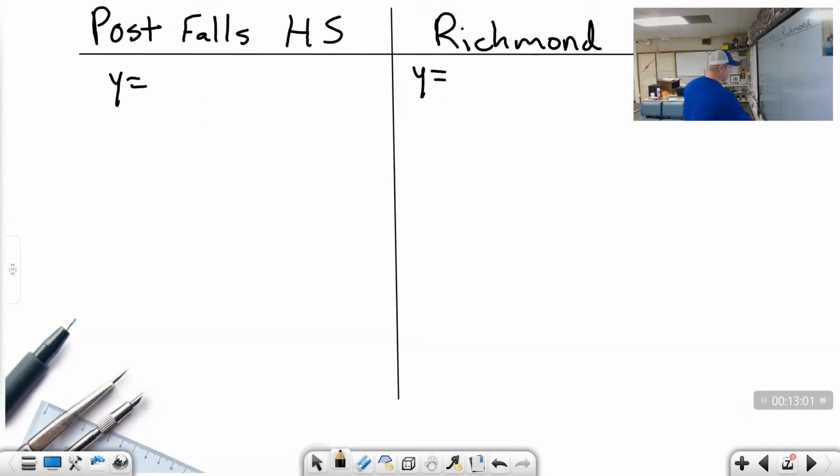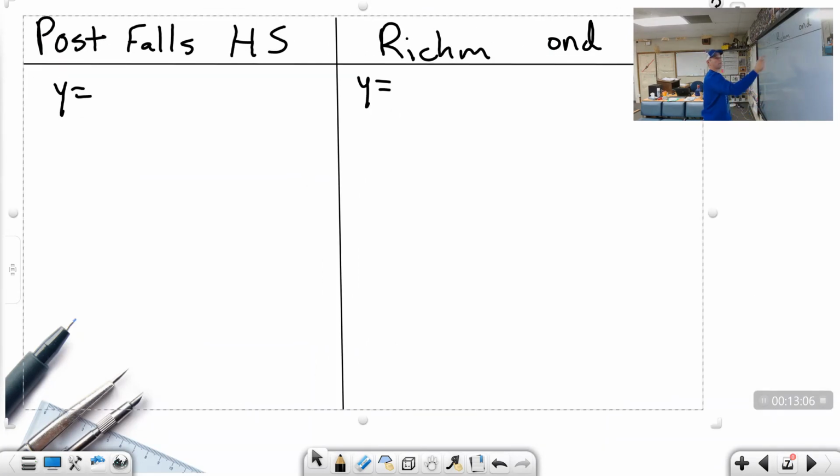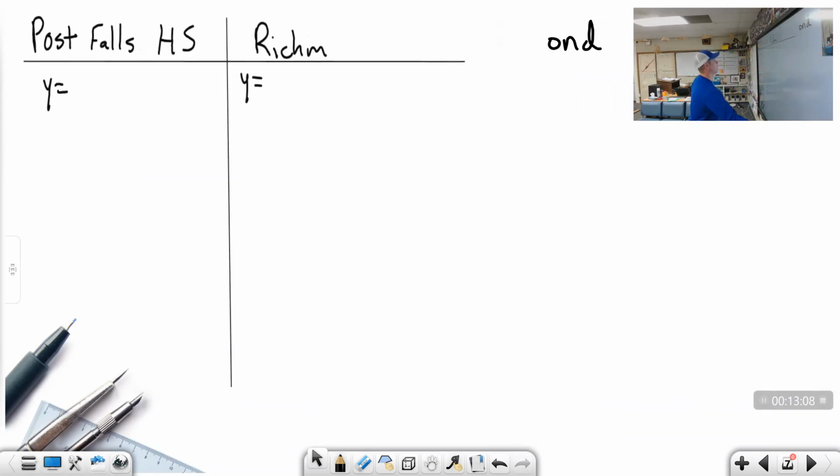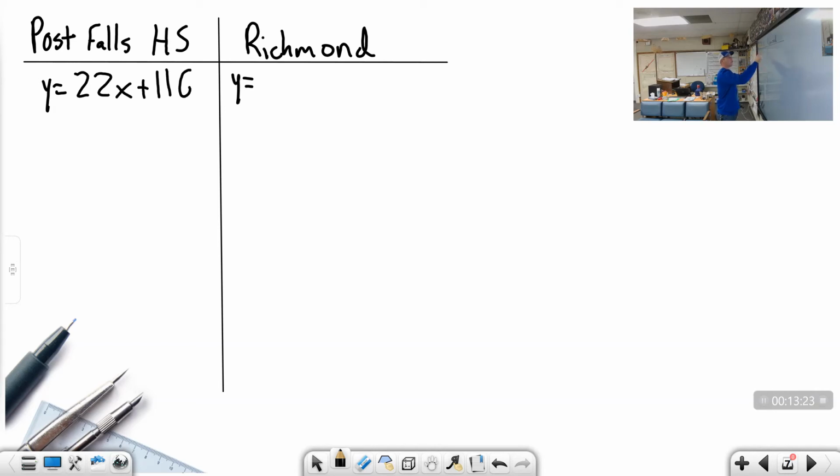So let's go ahead and record this information. I'm going to scoot this over here so that I have a little bit more room to work. All right, here we go. Y equals Post Falls, Idaho. Growing by 22 students per year and has 1,160 students. Richmond is shrinking. That tells us negative 15 students, and they have 1,900.